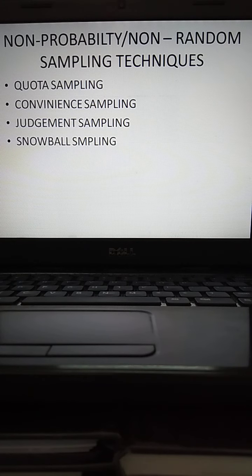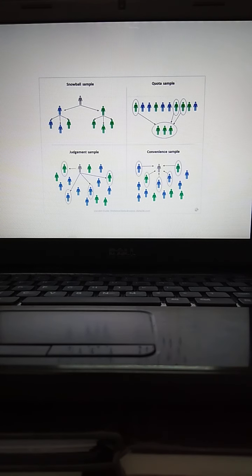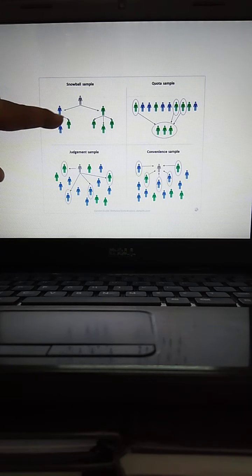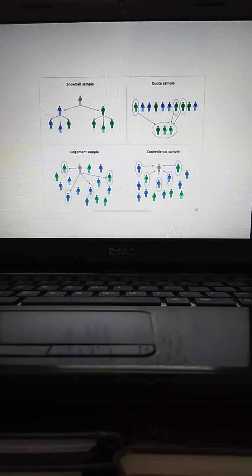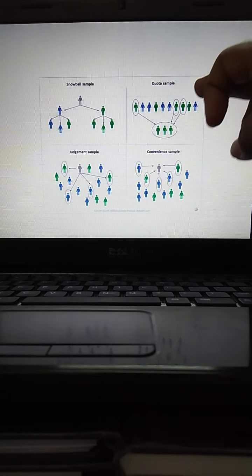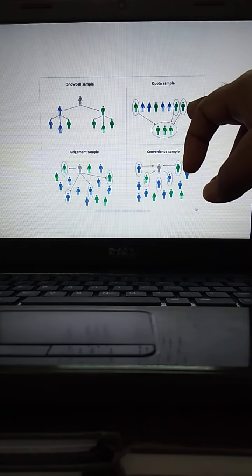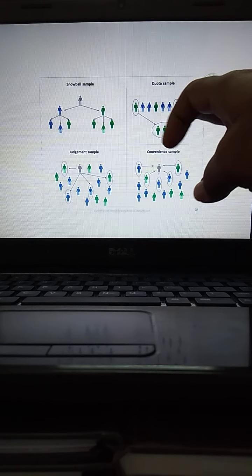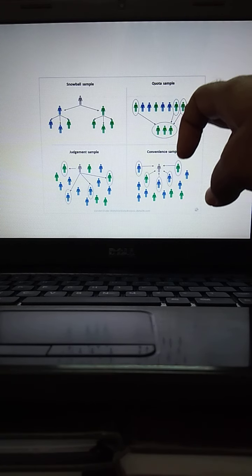Let us see this picture. In the snowball, the researcher first collected two persons. Again, those two persons were asked to collect information, generation after generation. Now this one is the quota sample. Under quota sampling, according to the condition and the rule, the sampling units will be collected.